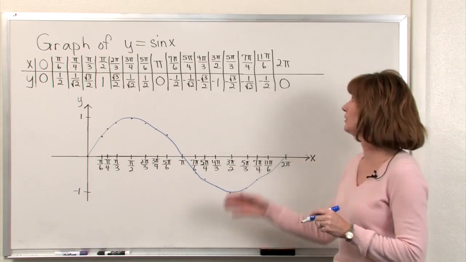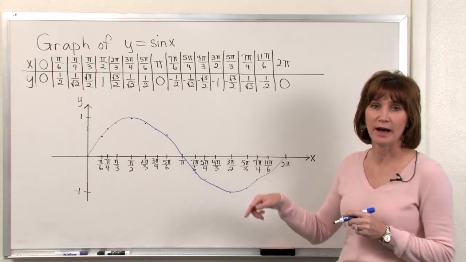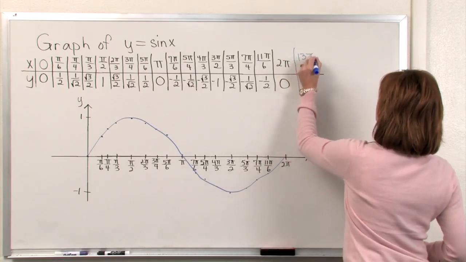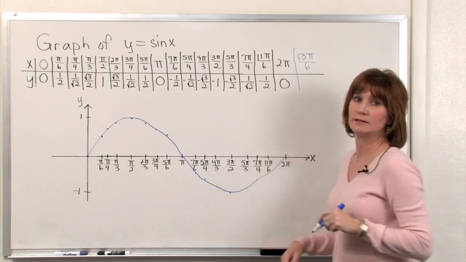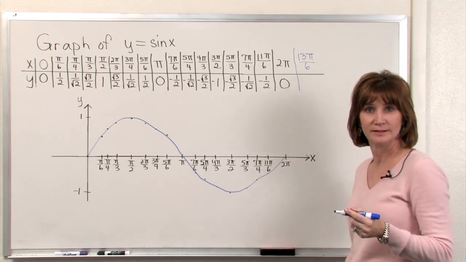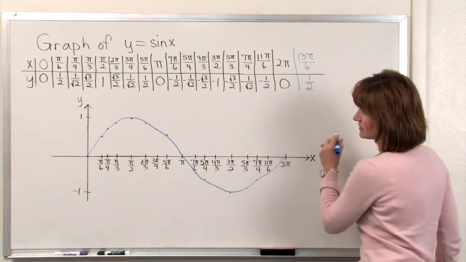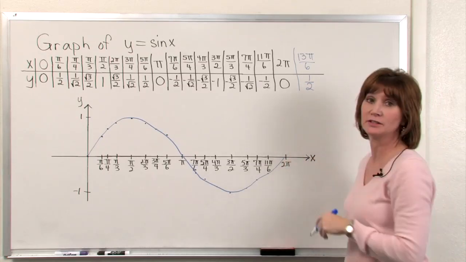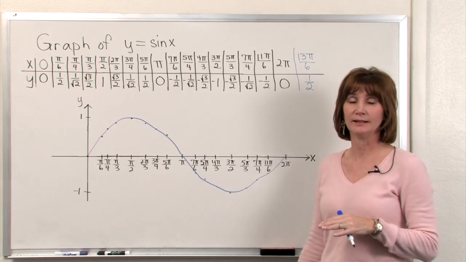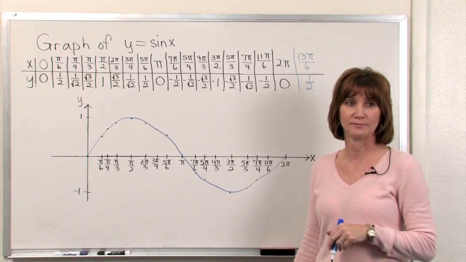If I had chosen values bigger than 2 pi, say 2 pi plus pi over 6, that would be 13 pi over 6. The value of the sine function of 13 pi over 6 would be what? A half. Exactly. So you can see that this pattern is going to repeat itself if I had chosen values bigger than 2 pi or less than 2 pi. Now let's look at some characteristics of the sine function now that we know the graph.